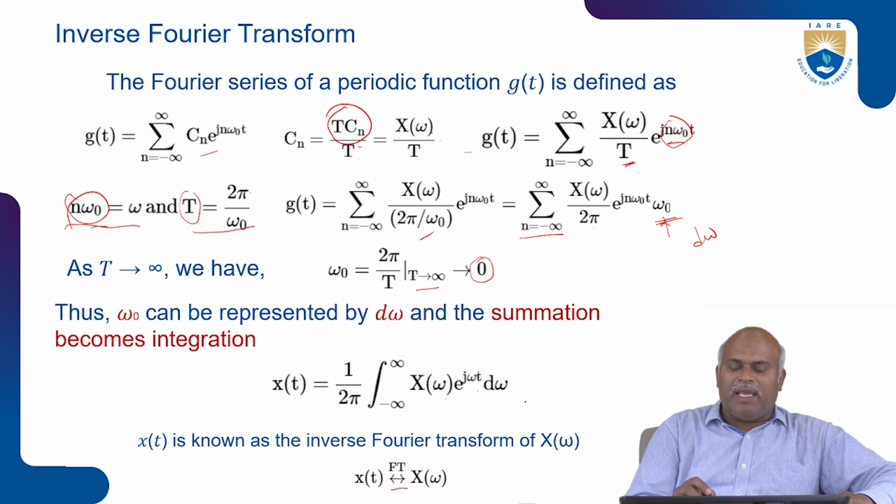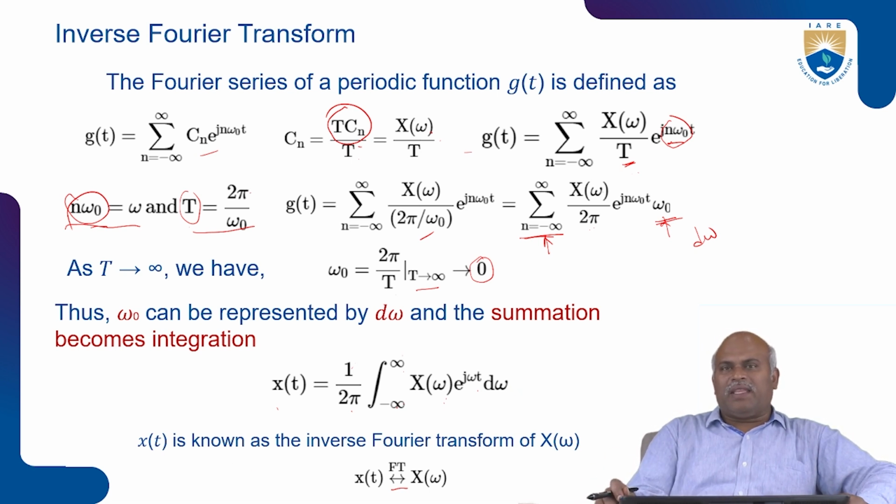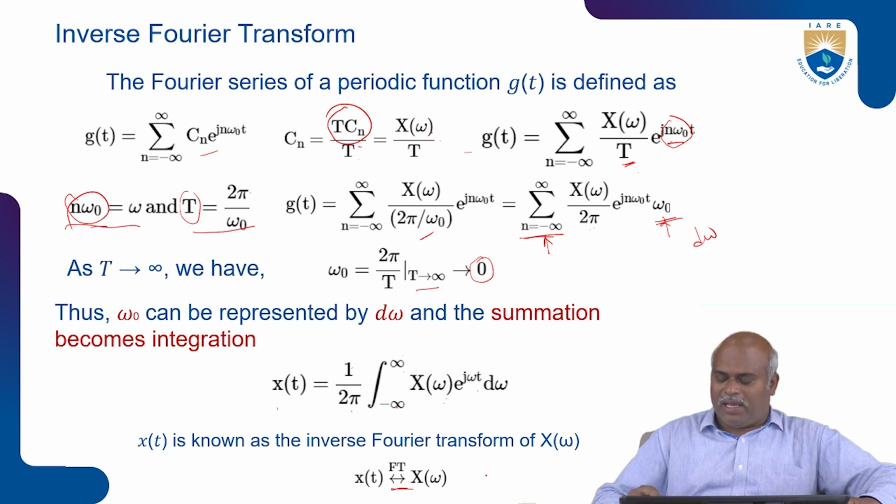So finally this summation is converted into an integral. Then this 2 pi comes out as 1 divided by 2 pi. x of t is equal to 1 divided by 2 pi, integration from minus infinity to plus infinity of X of omega e power j omega t d of omega. Now x of t is known as the inverse Fourier transform of X of omega. We write the general form of x of t as used for both directions. Now the Fourier transform gives us X of omega.